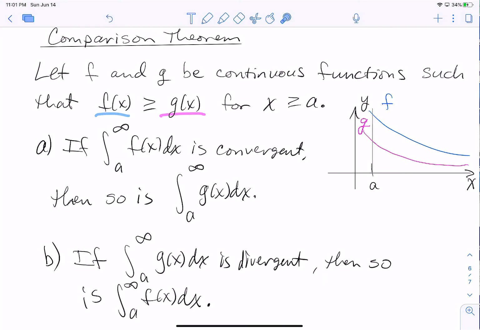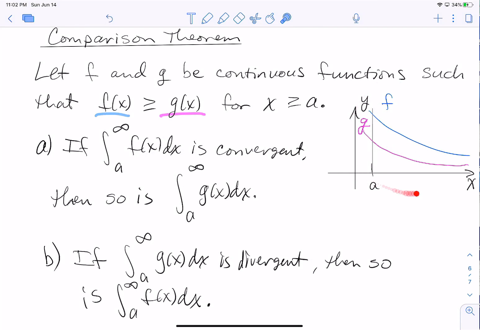In other words, if f is bigger and f is convergent, then what we're saying is smaller than convergent is convergent. On the other hand, if g is smaller and g is divergent, then larger than too big, larger than divergent, is also divergent.